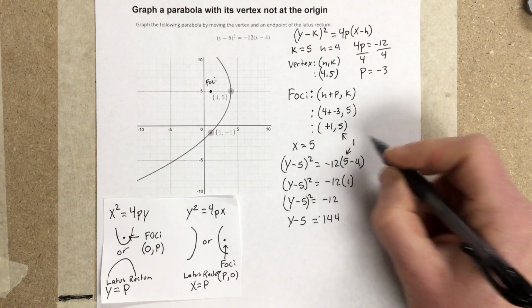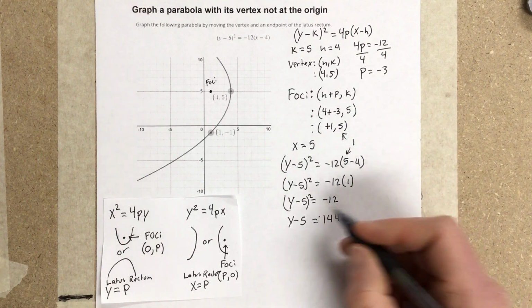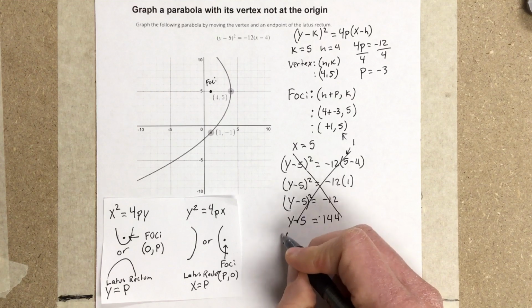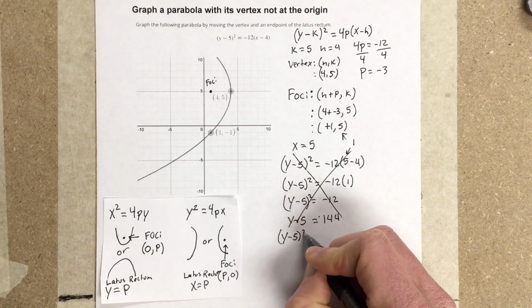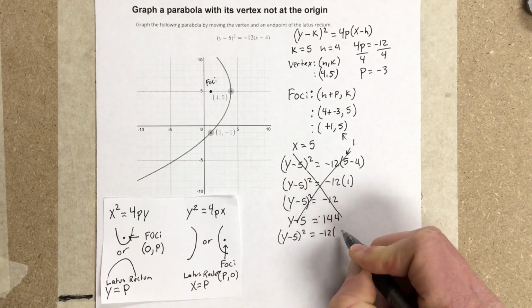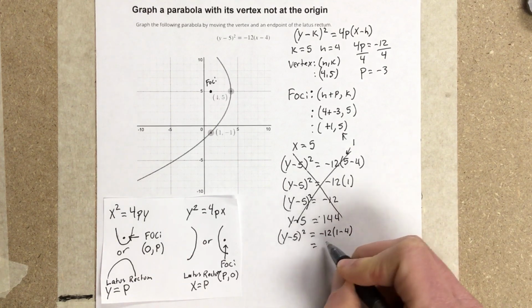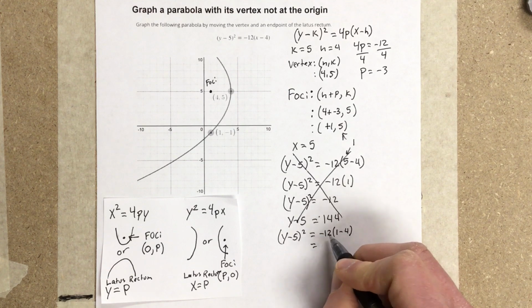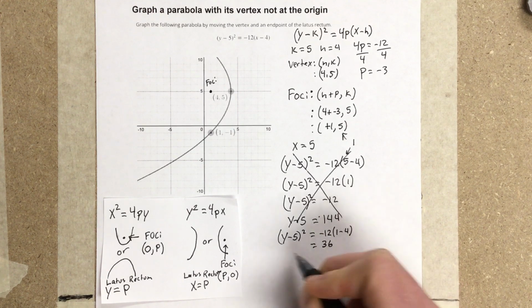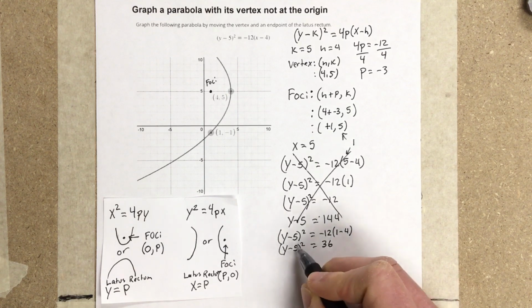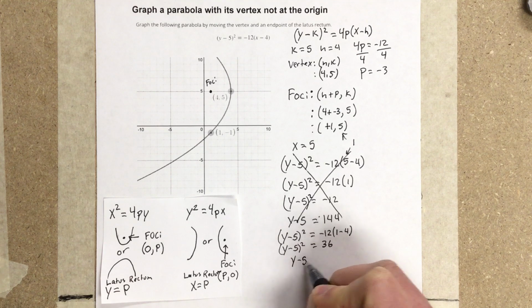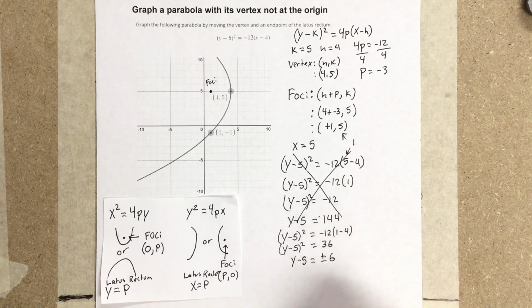I'm going to switch this real quick. I'll just rewrite it down here. So we're just going to cross that out. (y minus 5) squared is equal to negative 12 times (1 minus 4). So I end up with negative 3 times negative 12. That's 36. So I have (y minus 5) squared equals 36. We're going to square root each side. We get y minus 5 is equal to plus and minus 6. Add the 5, I get y is equal to 5 plus and minus 6.